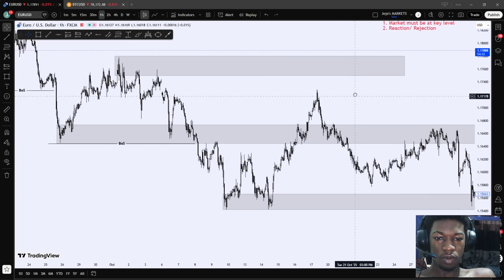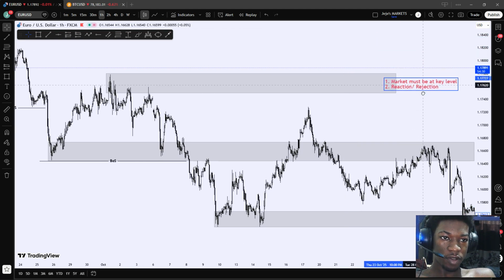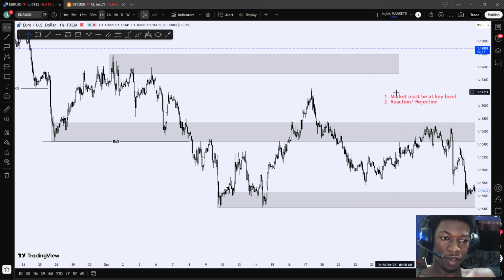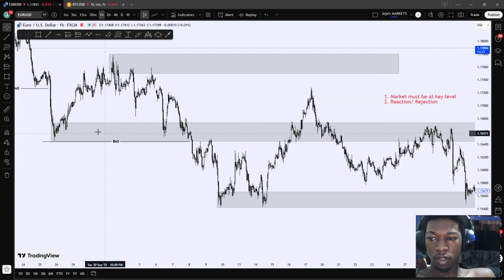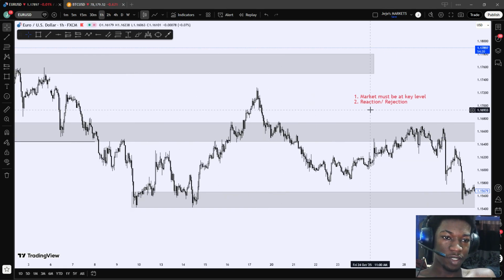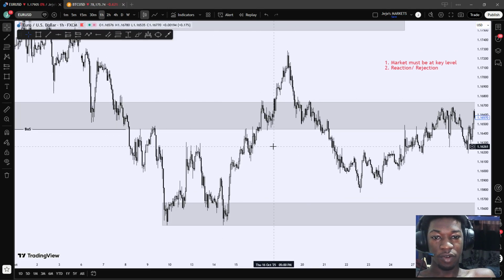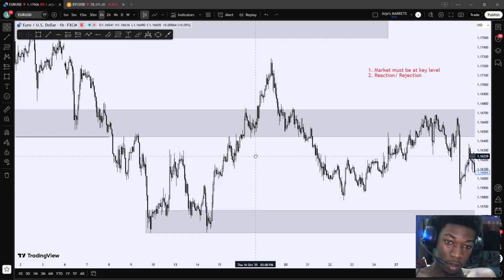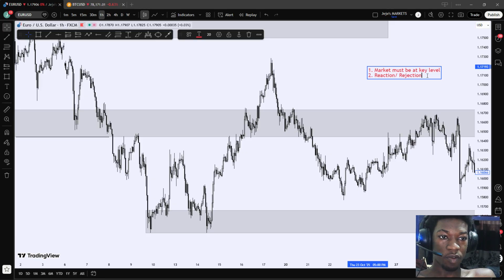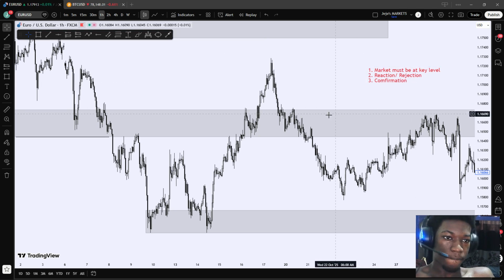Also, sometimes you could also look for liquidity. When you say these are confirmations, first things first, we want the market to be at a key level. If you look right here, you can see the market is inside our key level, but now what you want is a reaction or a rejection. We have a reaction over here, but we do not have a rejection. We have a reaction, but it's not a rejection, because this could be a retracement. That could be a retracement. So we have a reaction, but we do not have a confirmation yet.